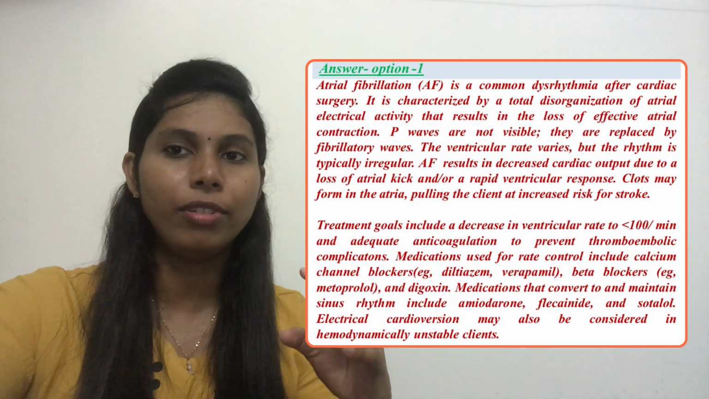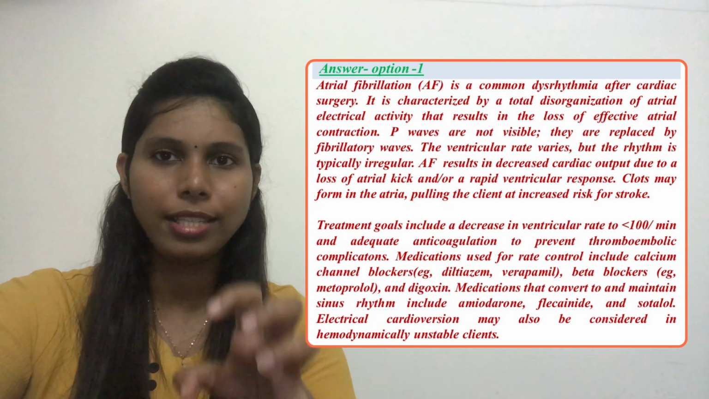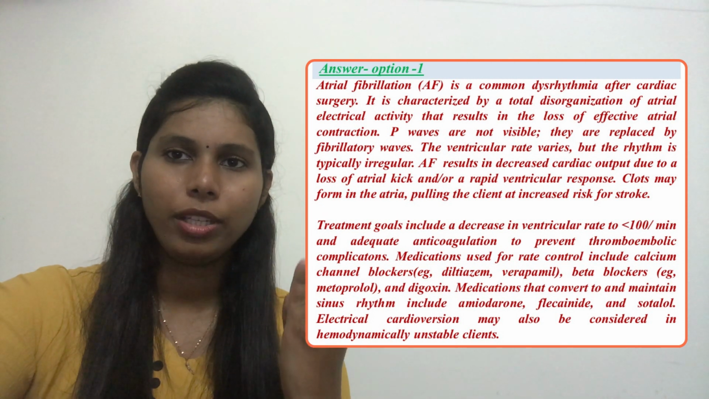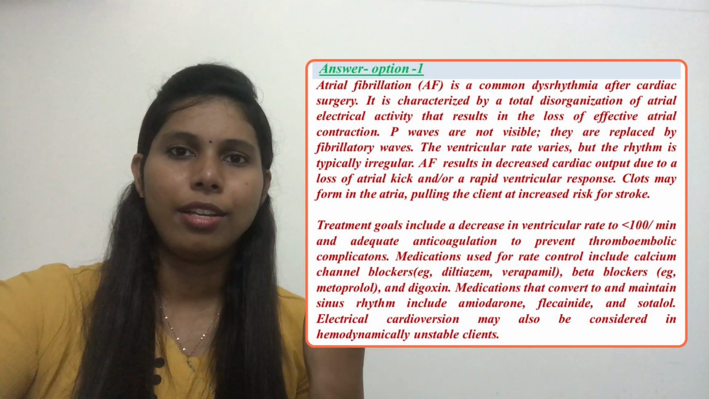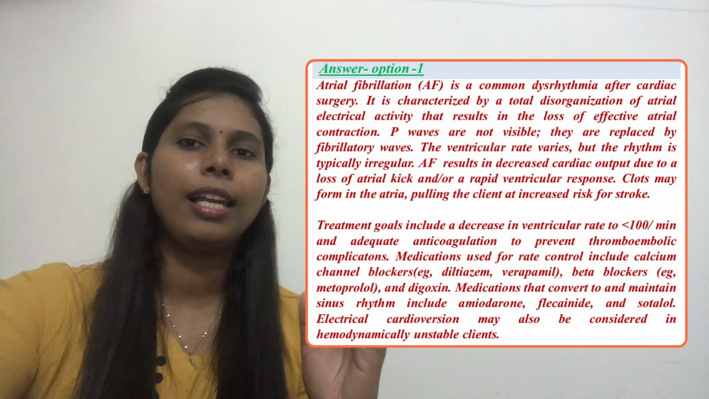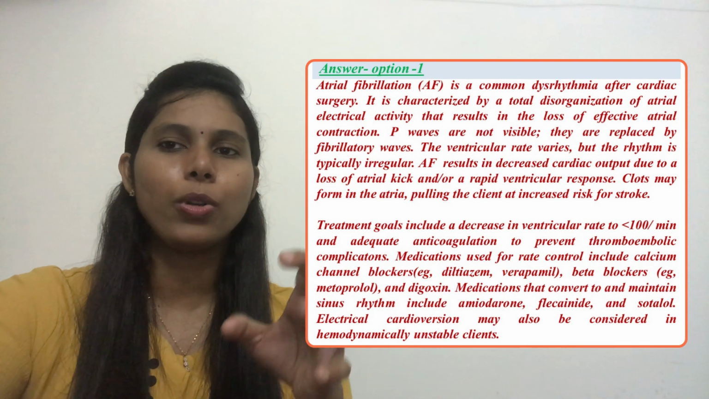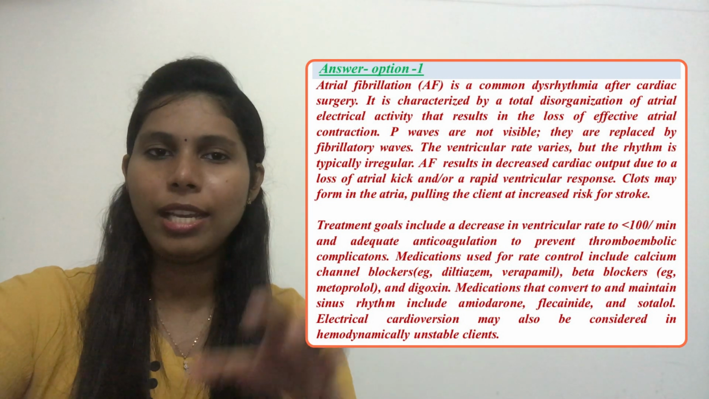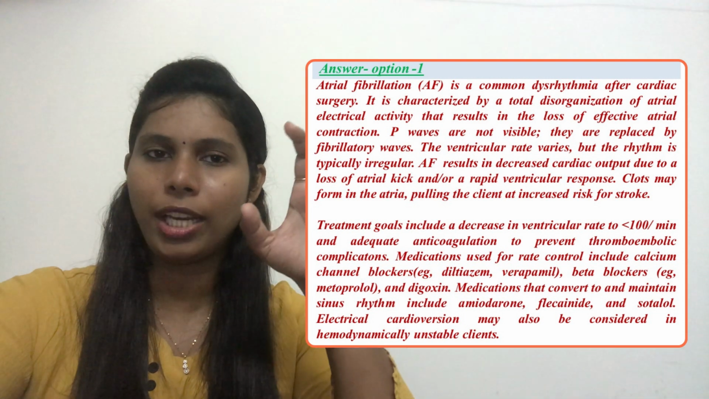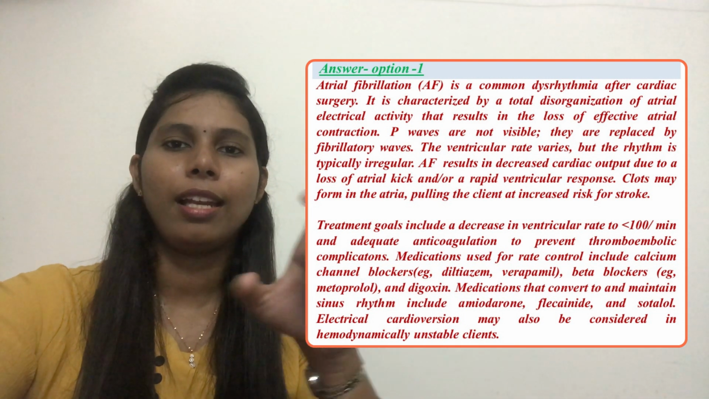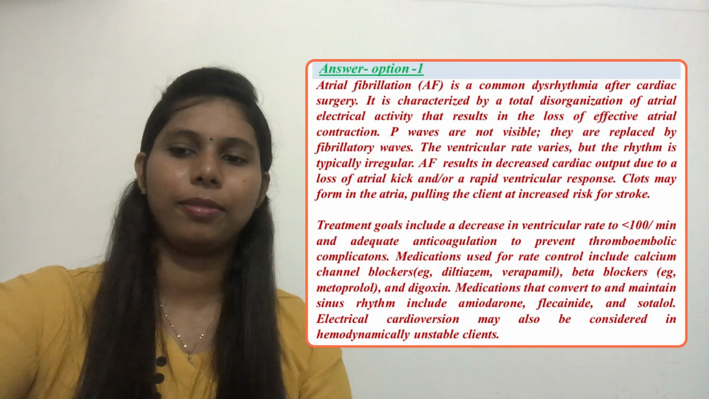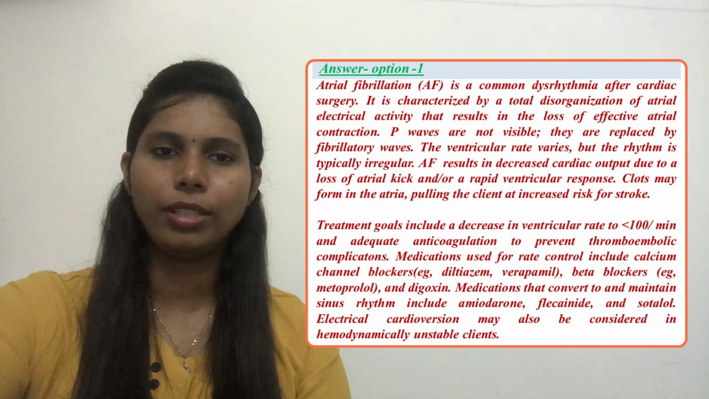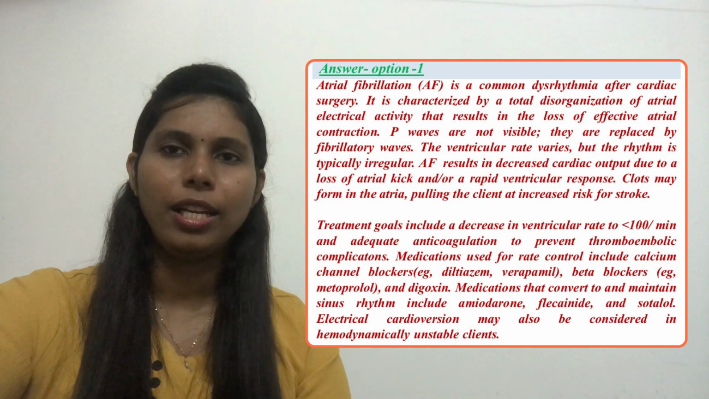The medications used for rate control include calcium channel blockers like diltiazem and verapamil, then beta blockers like metoprolol, then digoxin. The medications that convert to and maintain the sinus rhythm include amiodarone, flecainide, and sotalol. Electrical cardioversion may also be considered if the client is hemodynamically unstable. So this much about atrial fibrillation.